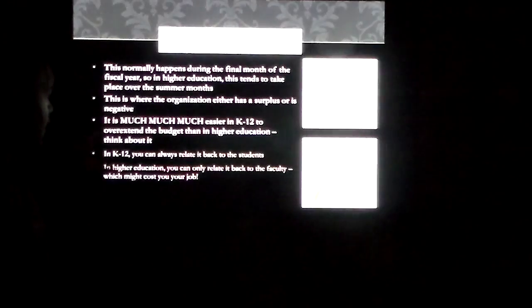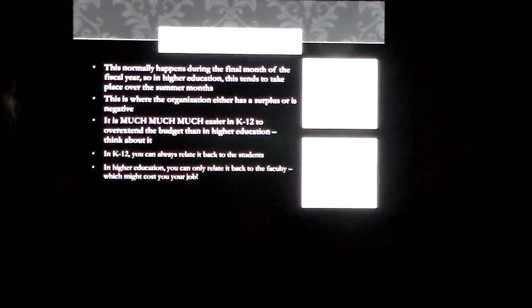In higher education, it goes back to the faculty. In K-12, you're going to spend more money because it benefits kids. In higher education, we have to give the faculty more travel grants. So that could be a problem. If you're relating it back to the students, bigger idea, and it's something that's going to be easier to justify, for sure.